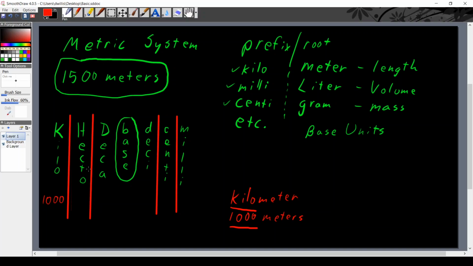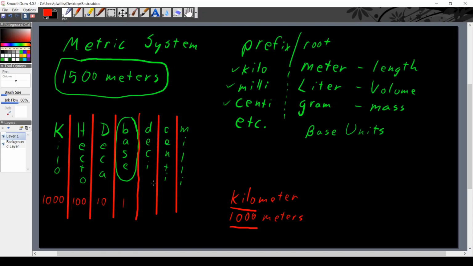When we talk about kilo, that's 1,000. When we talk about hecto, that's 100. When we talk about deca, that's 10. When we talk about the base unit, that actually then is 1, or just the amount that it is. So it is what it is.